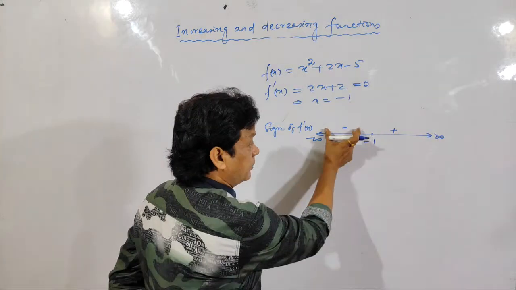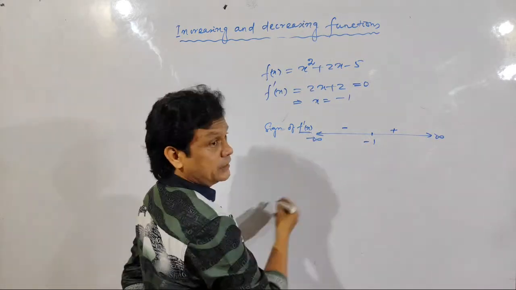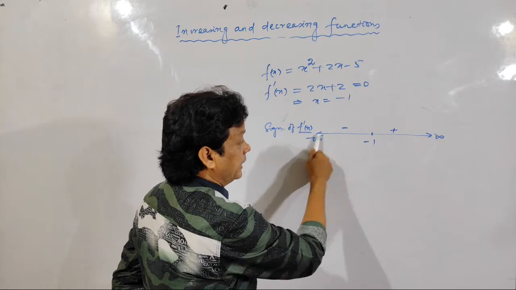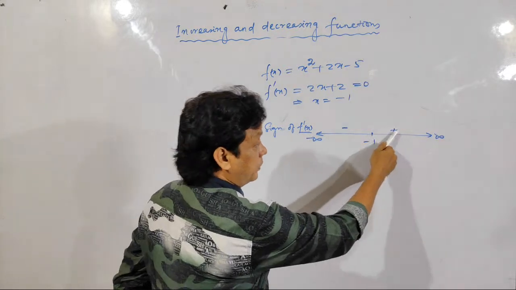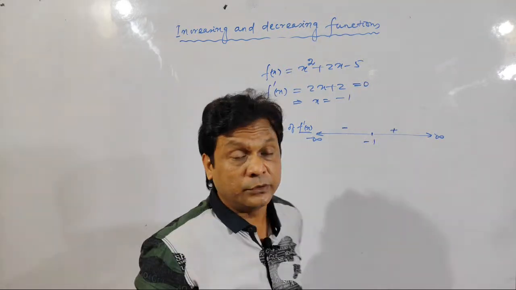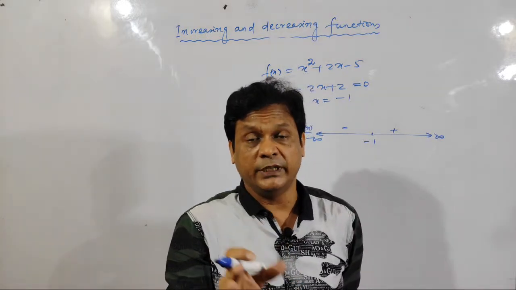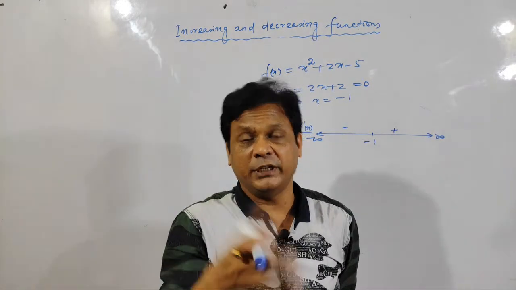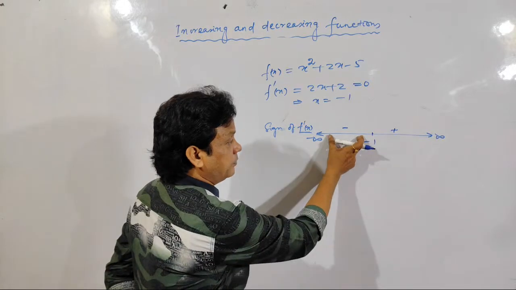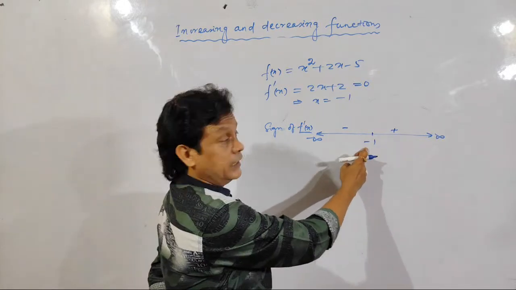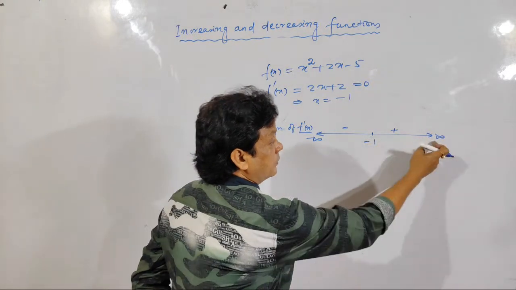In this interval, the sign of f dash x, that means the derivative, is negative in this interval and positive in this interval. I have told you, if the derivative is positive, it is increasing. If the derivative is negative, it is decreasing. Here the derivative is negative, so in this interval it is decreasing, and here the derivative is positive, so in this interval it is increasing.